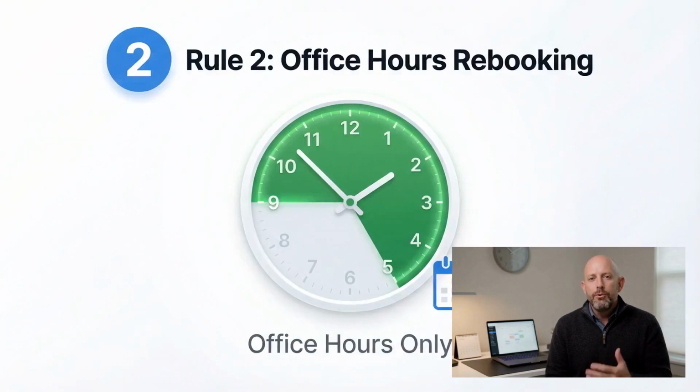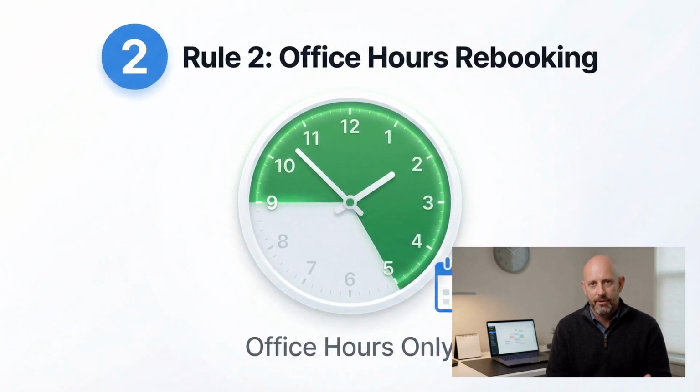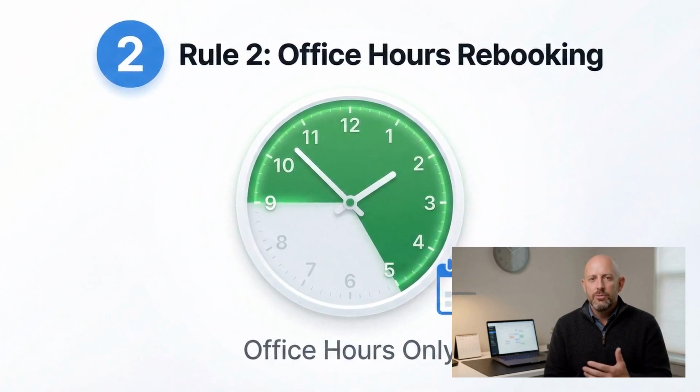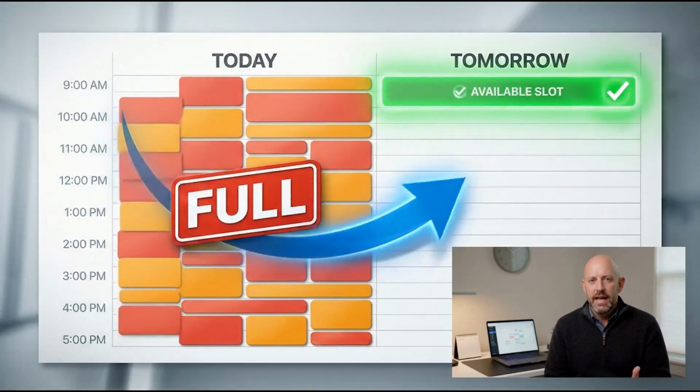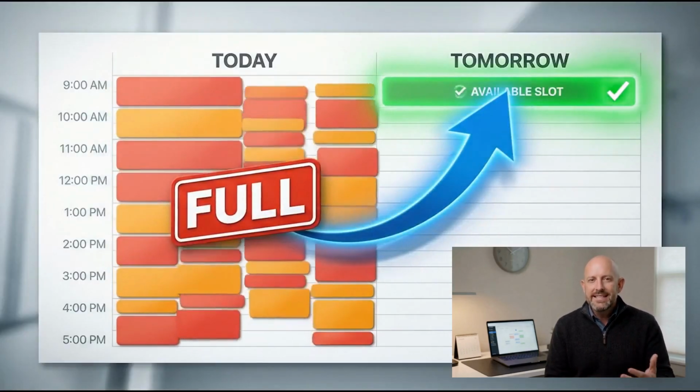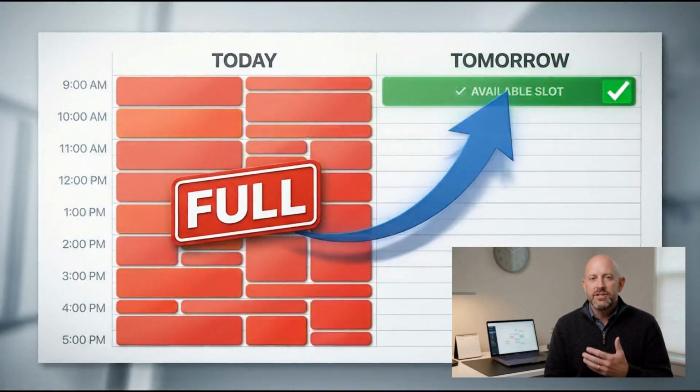Second, rebooking logic respects office hours. Any rescheduled meeting must land within your defined office hours. If there's no availability left today, the system books the next available office hours slot tomorrow. These guardrails ensure your automation makes smart, respectful scheduling decisions.